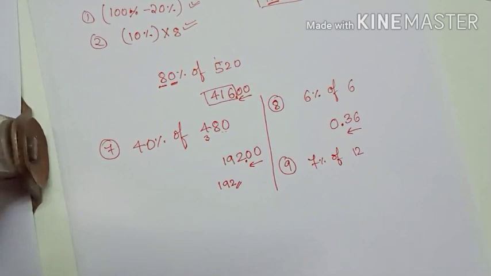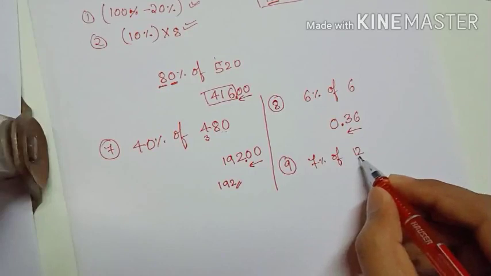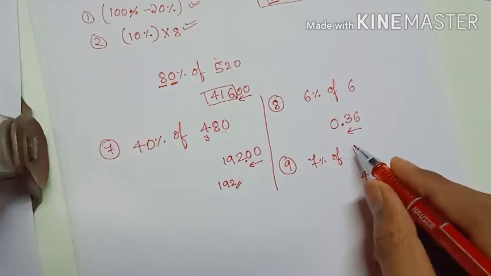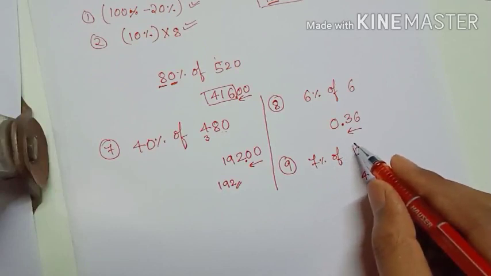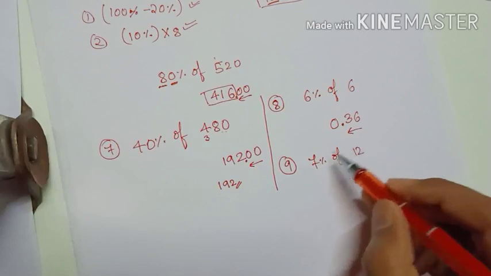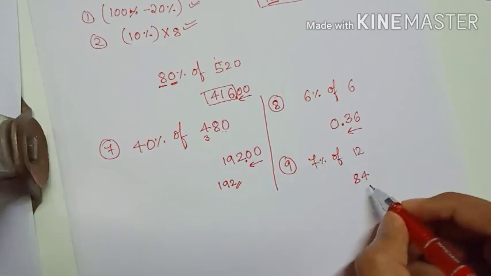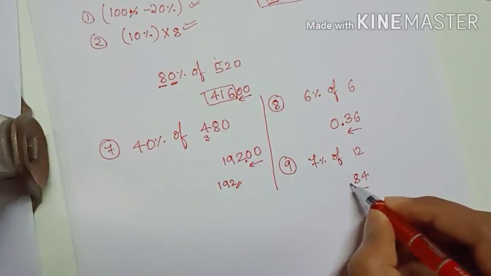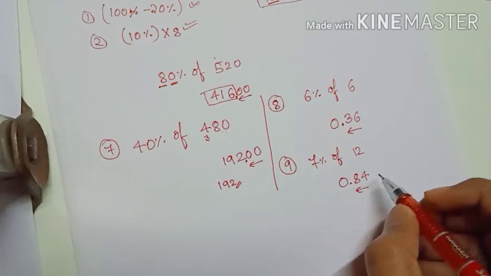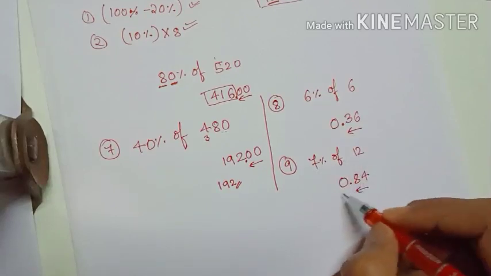7% of 12. So how are you going to do this? 7 into 12. So 7 2 times 14, carry 1. 7 1 times 7 plus 1, 8. That means you could have done 12 times 7 is 84 also, that is fine. So from the last you have to leave 2 decimal places and put the point. So 0.84. 7% of 12 is 0.84.